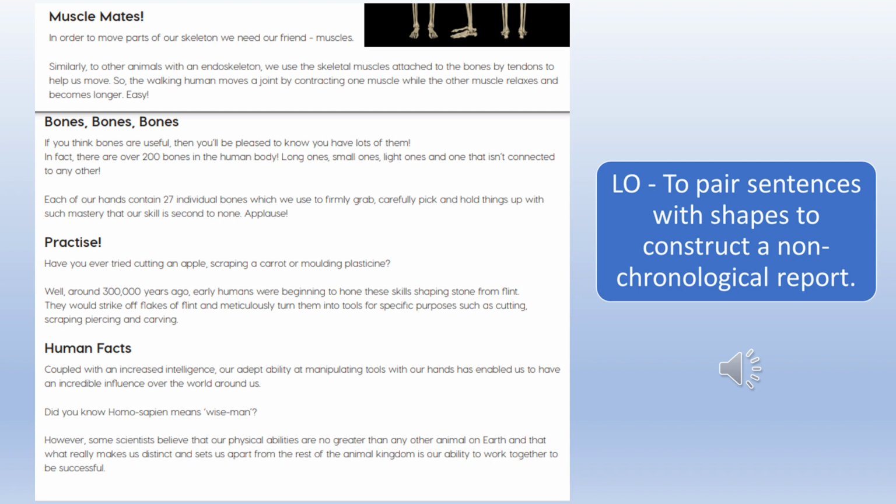Human facts. Coupled with an increased intelligence, our adaptability at manipulating tools with our hands has enabled us to have an incredible influence over the world around us. Did you know Homo sapien means wise man? However, some scientists believe that our physical abilities are no greater than any other animal on earth, and what really makes us distinct and sets us apart from the rest of the animal kingdom is our ability to work together to be successful.